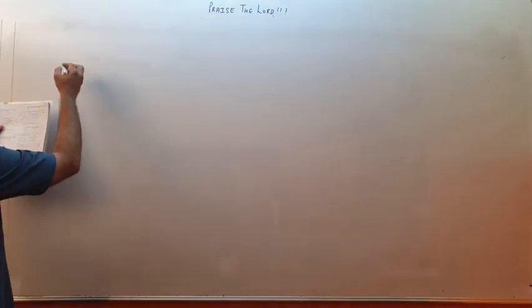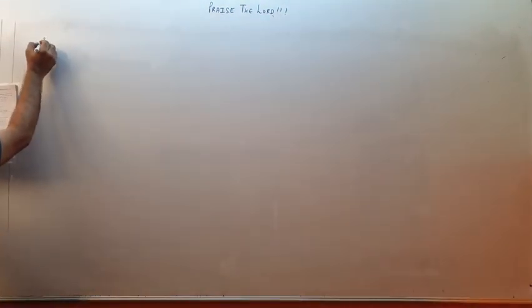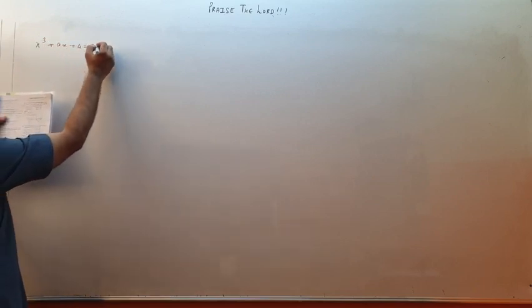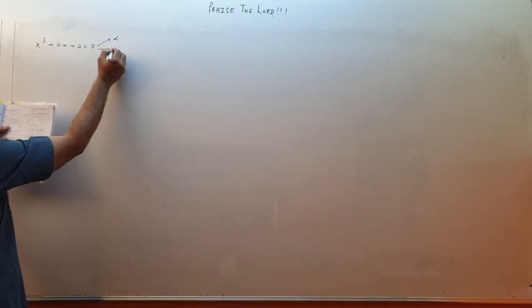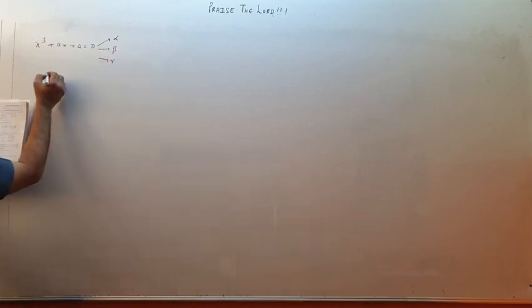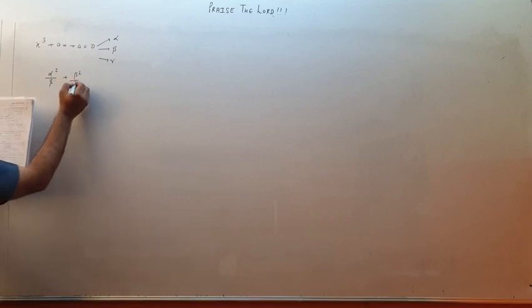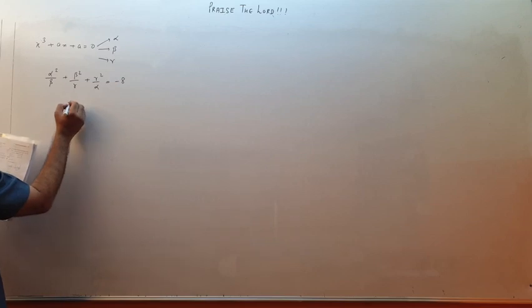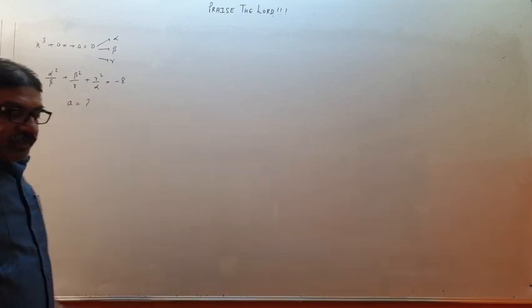See, I have an equation like x cube plus ax plus a equal to 0. Its roots are alpha, beta and gamma. And it is told to me that alpha square upon beta plus beta square upon gamma plus gamma square upon alpha equal to minus 8. Then a is how much? Like this it is being asked.